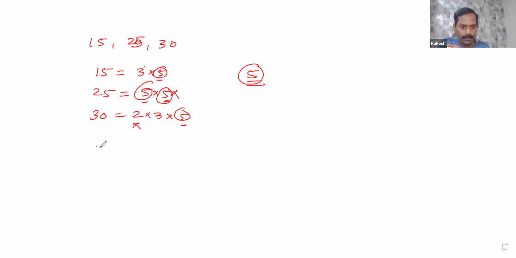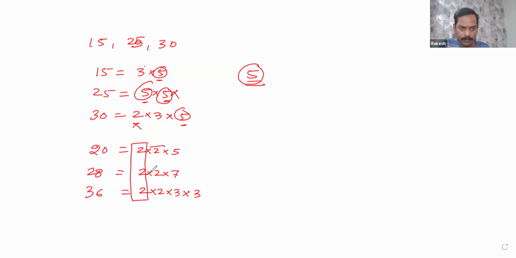What was the next number? The next numbers were, I think, 20, 28, and 36. Again, the prime factorization of these is this much. I hope you all have become experts in prime factorizing numbers, right? 20 is 2 into 2 into 5, 28 is 2 into 2 into 7, and 36 is 2 into 2 into 3 into 3. Can I say this is common? This 2 is common. Other than that, you can just observe there is nothing common.